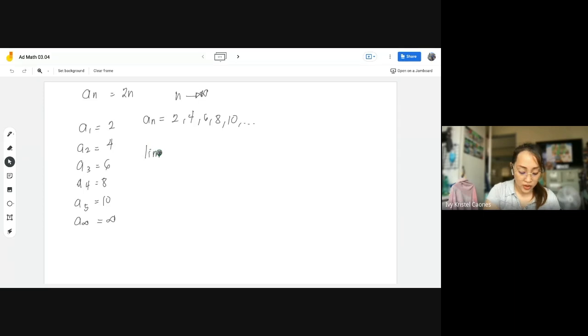So, the limit of a sub n where n approaches infinity is infinity. It is going to infinity if your n is infinity. But you have the sequence of 2, 4, 6, 8, 10, and so on and so forth. So, that is the sequence.